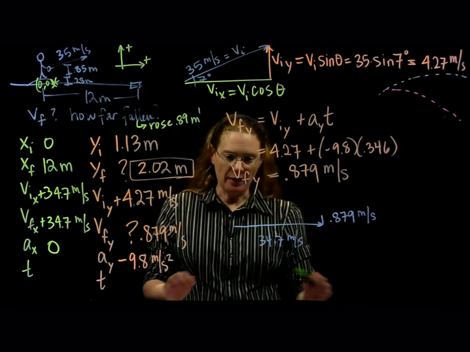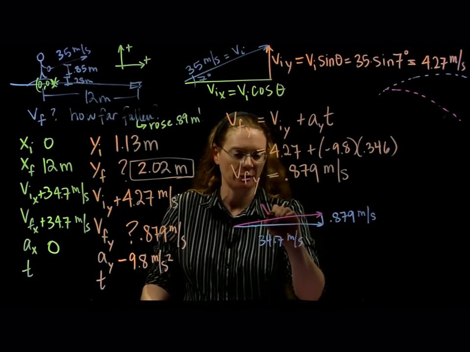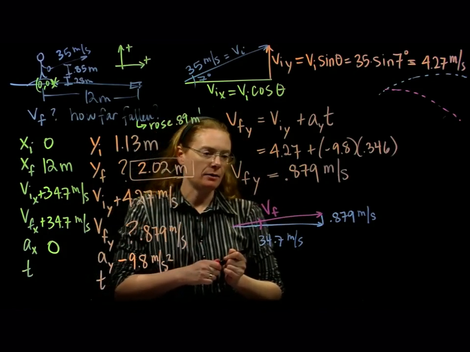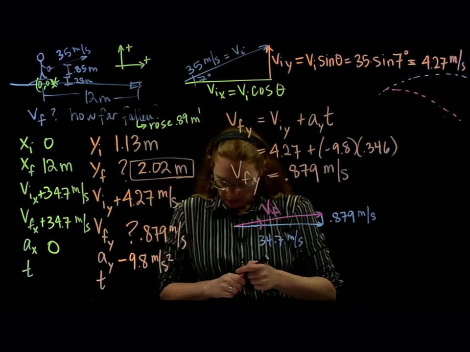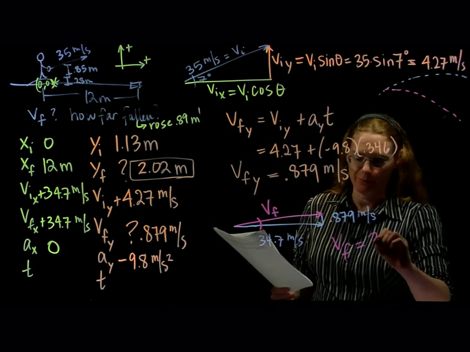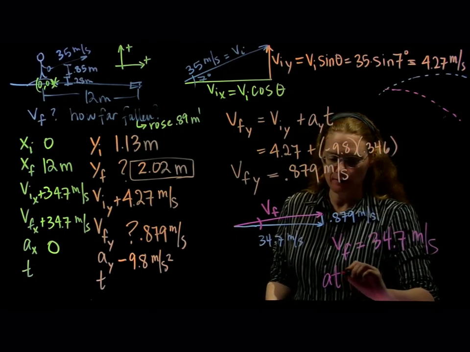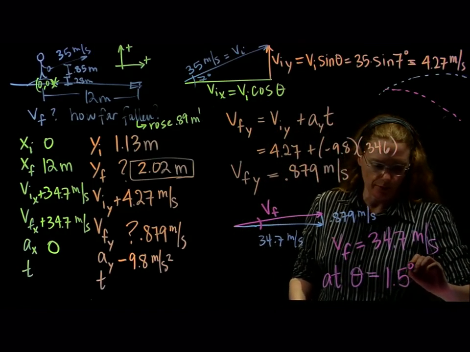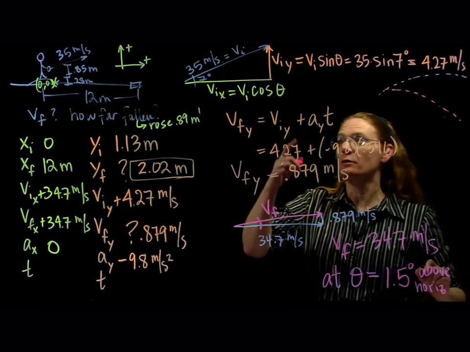Our final answer is that thing right there. Our final velocity is this vector at this angle. To get that, we're going to do the Pythagorean theorem. A squared plus b squared equals c squared. With that, I get 34.7. I knew that one was coming out that way. 34.7 meters per second at an angle of 1.5 degrees above horizontal. This is a tiny little triangle, smaller than our 7 degrees that we had.